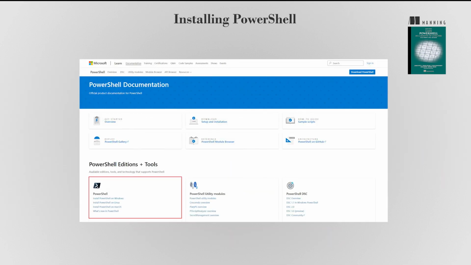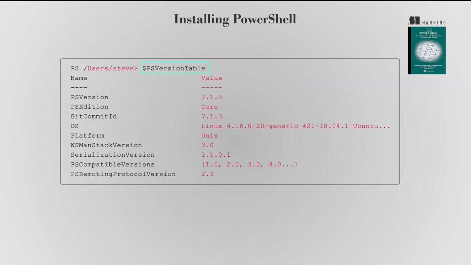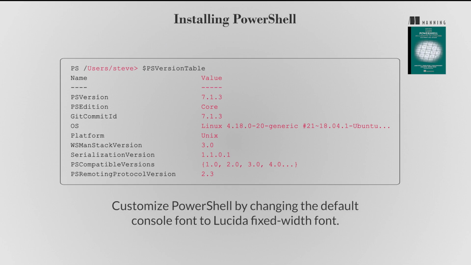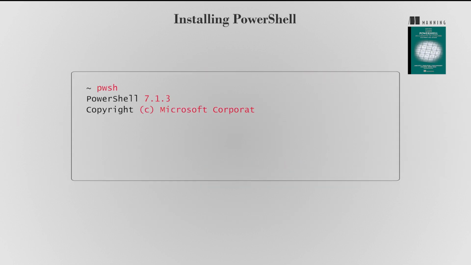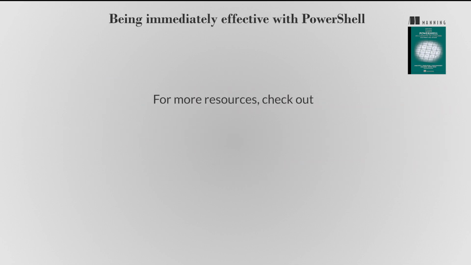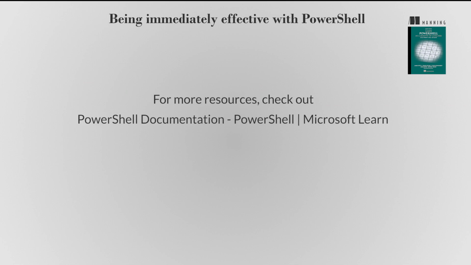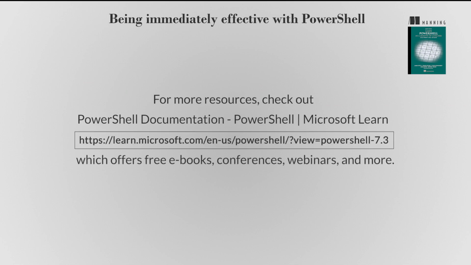To install PowerShell 7, visit docs.microsoft.com/en-us/powershell. Check your version by typing $PSVersionTable in the PowerShell console. Customize PowerShell by changing the default console font to Lucida Fixed Width font. On non-Windows operating systems, install PowerShell and run PowerShell in your operating system's command line. For more resources, check out PowerShell documentation, PowerShell Microsoft Learn, at this link, which offers free ebooks, conferences, webinars, and more.